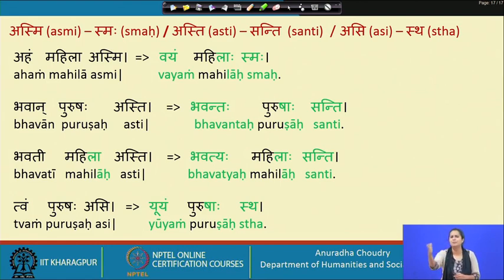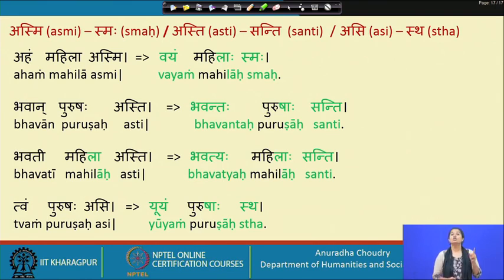Bhavati mahila asti becomes bhavatyaha mahilaha santi. Bhavati chhatra asti becomes bhavatyaha chhatraha santi. It can be a little confusing to remember that the E ending is different from the A ending of the feminine. But that's the very exercise for the mind, this alertness that one requires when one is engaging with Sanskrit grammar and Sanskrit as a spoken language. So, bhavati mahila asti will become bhavatyah mahilah santi.